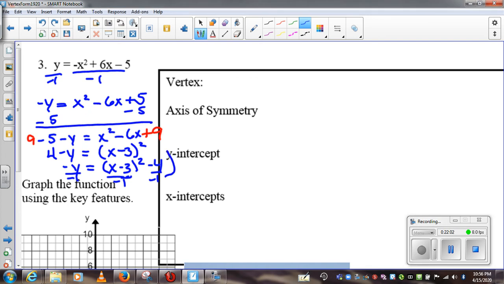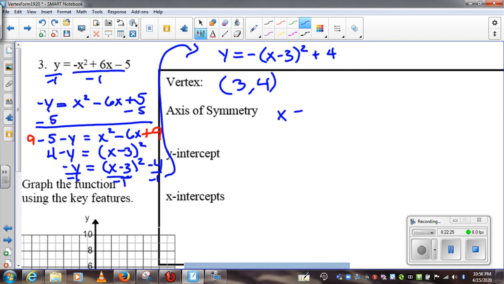So let me put this up on the top. So my vertex form is y is equal to negative (x - 3) binomial squared plus 4. Therefore, my vertex is going to be (3, 4). My axis of symmetry is right on that, goes right through that vertex. So that means your x value is 3.